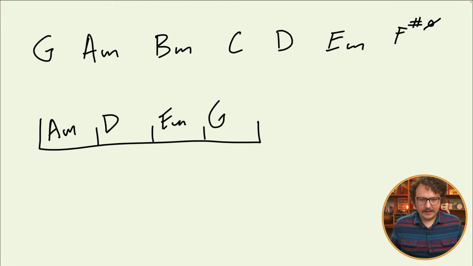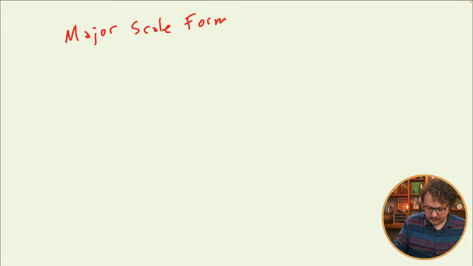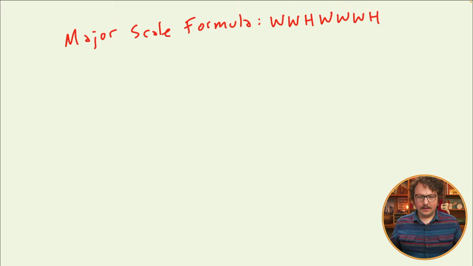And what is this? So starting with a G major scale. All major scales follow the major scale formula, which, if you don't know, you should probably know. We've got whole, whole, half, whole, whole, whole, half. What the heck does this mean?